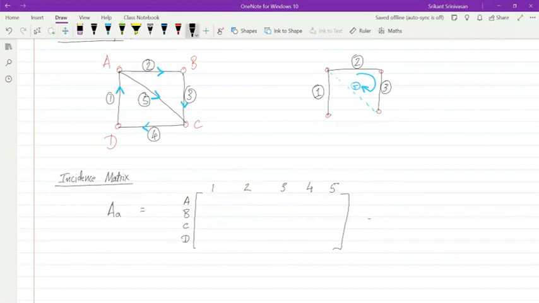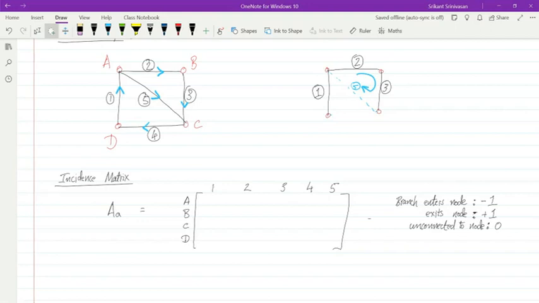Whenever a branch enters the node, it gets a value of -1. Whenever the branch exits a node, it gets the value of +1. And if the branch is unconnected, then it gets a value of 0. Okay. So this is the algorithm we are going to follow.